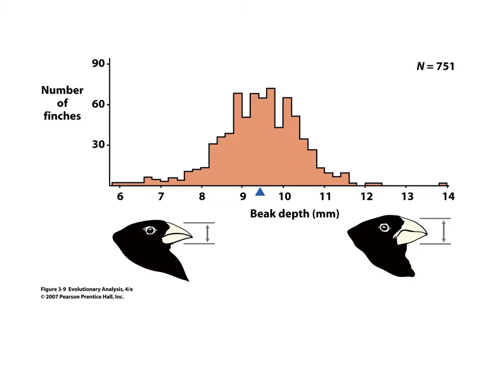You see that the beak depth, measured in millimeters, ranged all the way from 6 to 14, almost twice as much, and you had an average of about 9.4, 9.3, 9.5, somewhere in there. So in fact, we saw that postulate one is satisfied, right? We tested it in a way: we made a hypothesis and asked, is there variation?